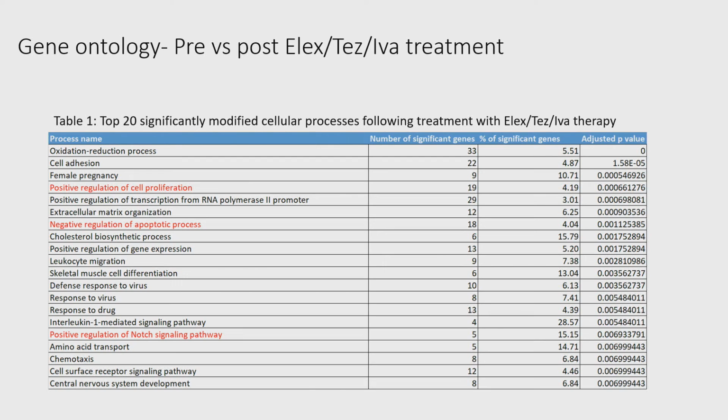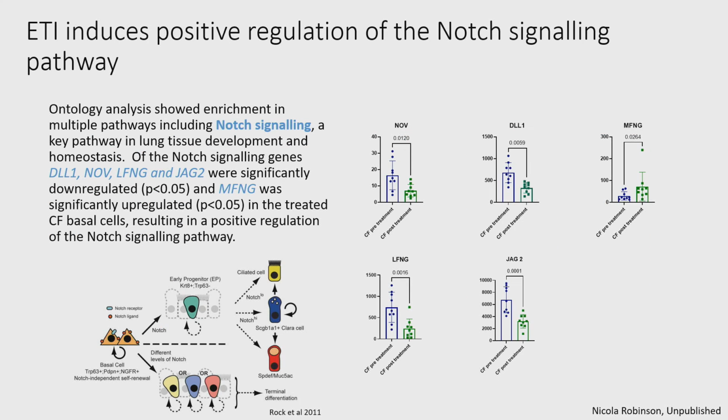And if we look at gene ontology analysis, we can see that several pathways are modulated, particularly positive regulation of cell proliferation, and perhaps most interestingly, positive regulation of the Notch signaling pathway. And that's important because Notch signaling is key to the way that basal cells will respond and proliferate into different sorts of epithelial cells to help the repair process in the pseudostratified epithelium.